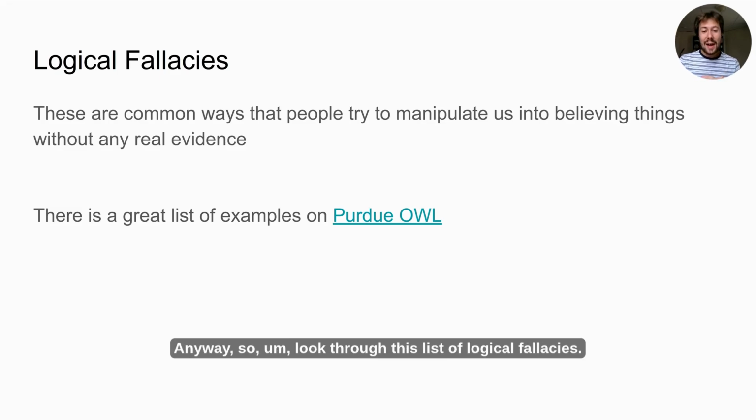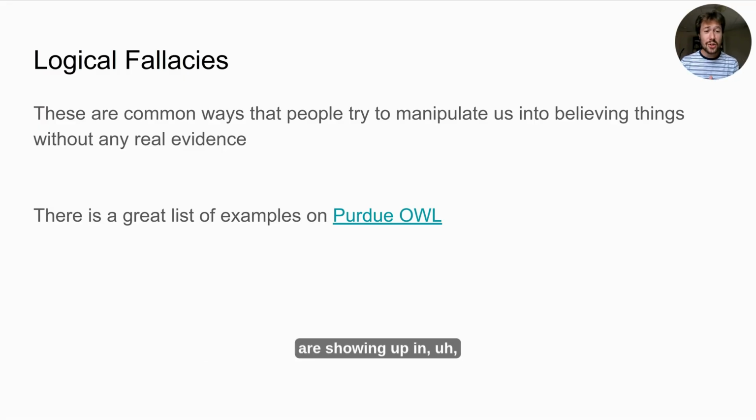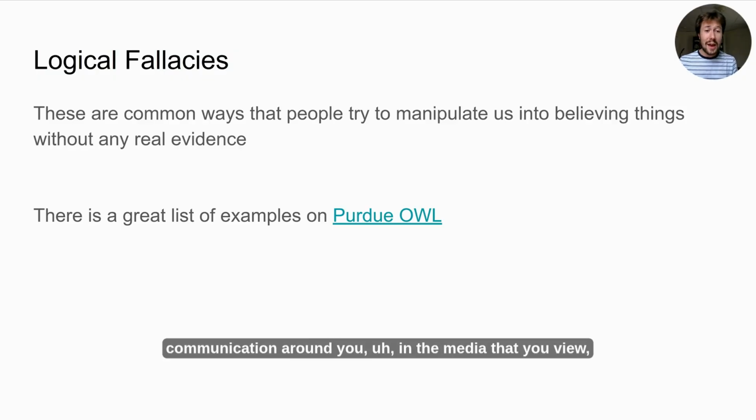Anyway, so look through this list of logical fallacies. It'll help you avoid making logical fallacies yourself so that your argument can be really strong. And it'll help you see when these logical fallacies are showing up in communication around you, in the media that you view, or in the academic papers that you're analyzing for your research paper.